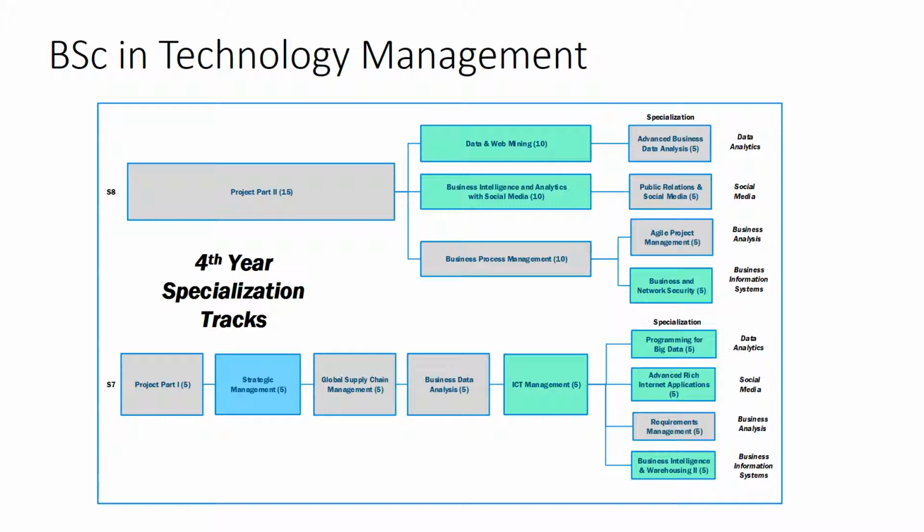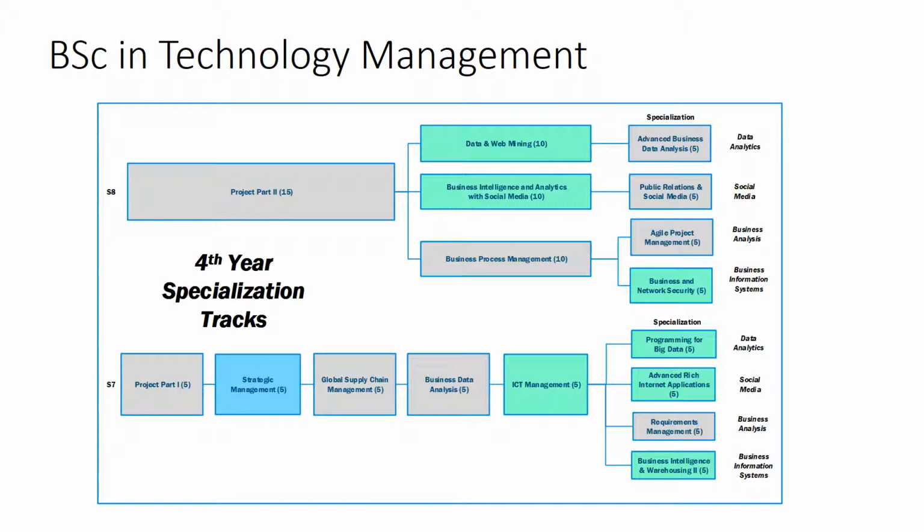Similarly, if you are coming off the BSc in Technology Management year 3, you will not be able to do this stream if you did not do the BI and Warehousing 1 elective in year 3. So that leaves 3 other specializations. You can see here on the right hand side we've got specializations in data analytics, social media, and in business analysis. So let's go through these specializations and see what they might mean or not mean for you.